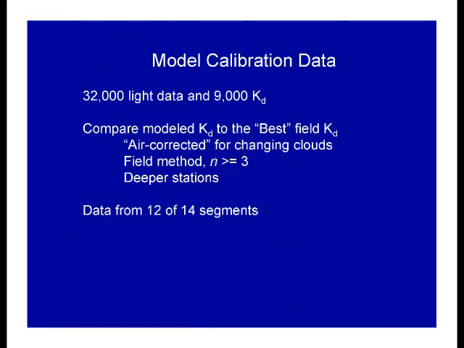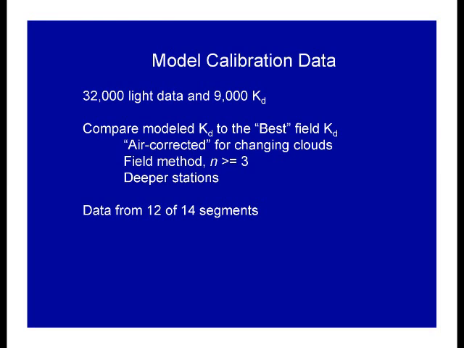So when we're calibrating our model, we have 32,000 plus individual light measurements, and that was translated into over 9,000 observations of KD, or the attenuation coefficient. And we're comparing our modeled KD to these observations, but we subselected for the best ones. We also air corrected so that you can have changing incident sunlight while you're making your measurements. It'll affect your readings, so we corrected for that.